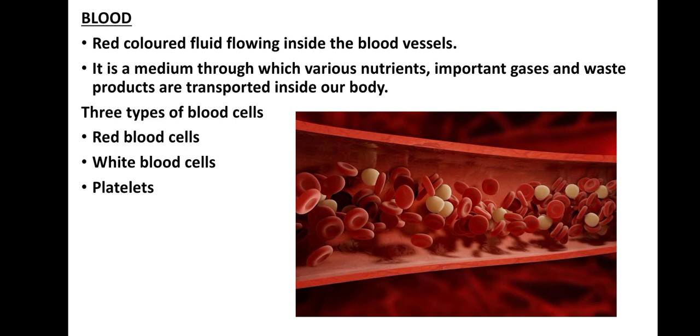Red blood cells are flat-shaped cells with a depression in the center. They lack nucleus and are formed in the bone marrows. They contain a red-colored pigment called hemoglobin. It binds with oxygen and transports it to all parts of the body.